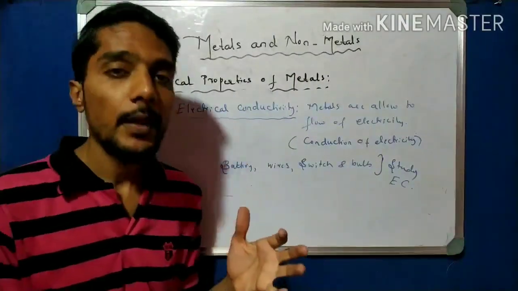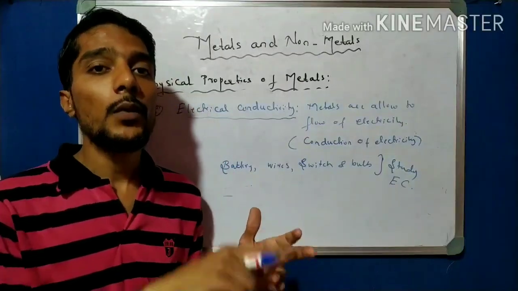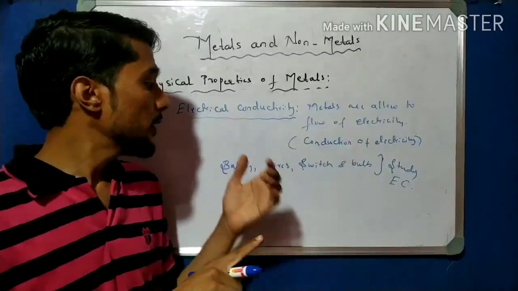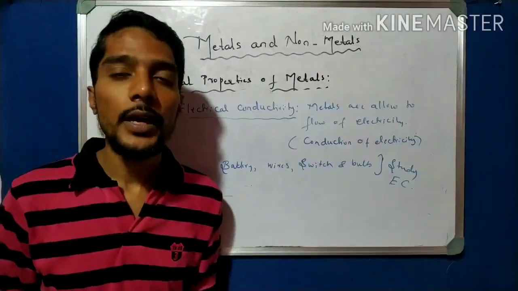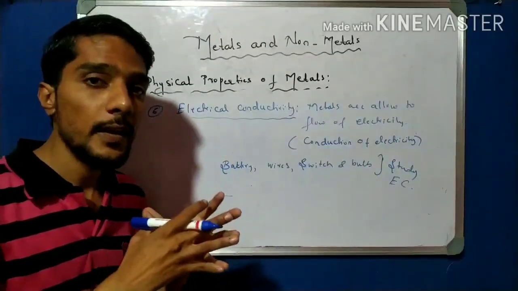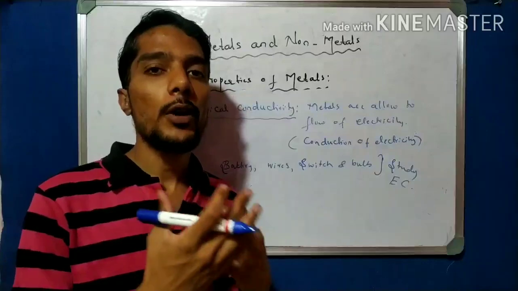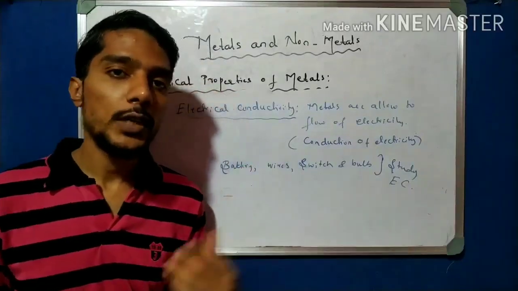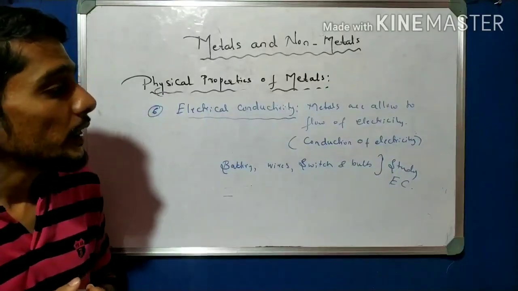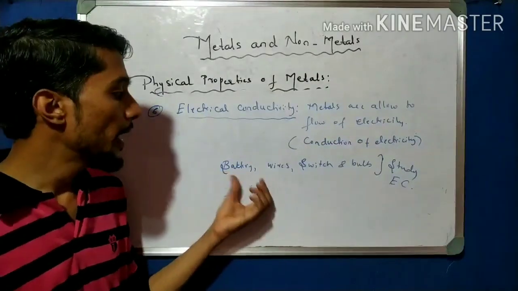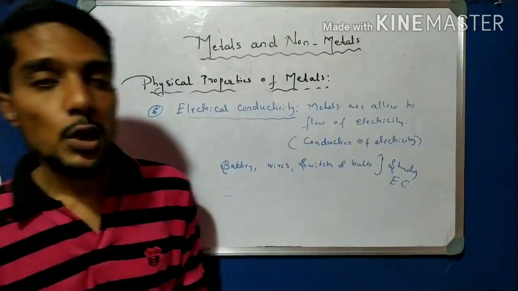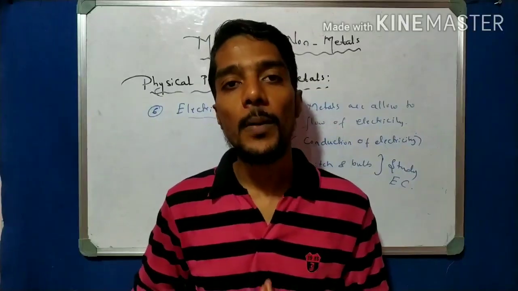One is malleability, one is ductility, one is sonorous, one is electrical conductivity, one is thermal conductivity. These are all the physical properties of metal we studied here, and we also discussed some more important questions, like why gold is used as an ornament. So electrical conductivity is checked by battery, wire, switch and bulb. These are all the physical properties of metals.